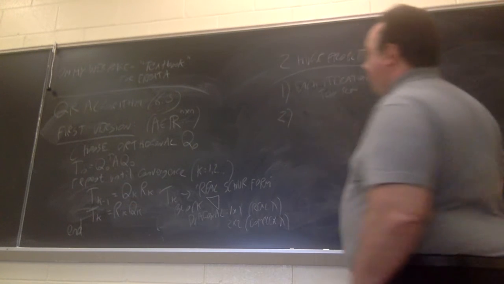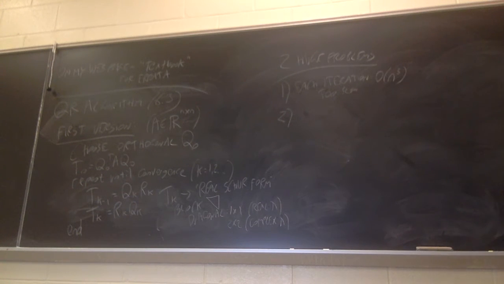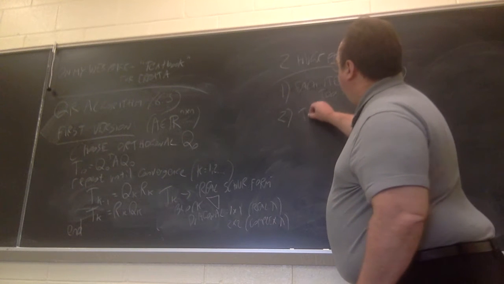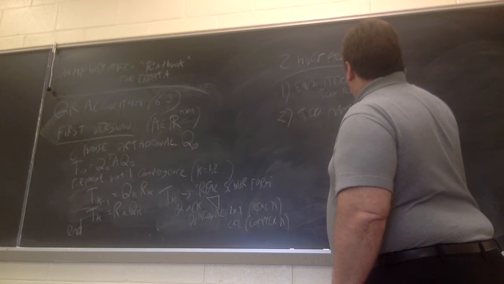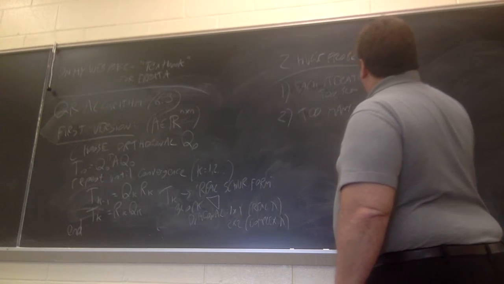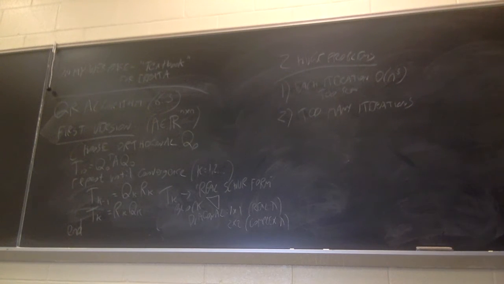The second problem, which I hope to tackle on Wednesday, is that besides the fact that each iteration is too slow, too many iterations are being performed. The convergence of A to these T_k's, to this quasi-upper-triangular form, is taking too long. So we need to find a way to accelerate the convergence, and that's what I'll show on Wednesday.